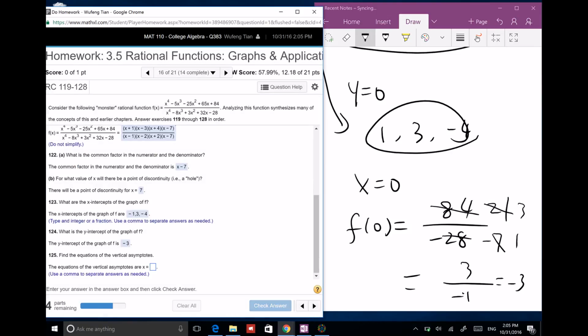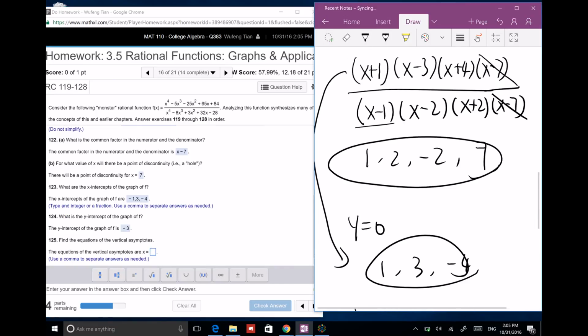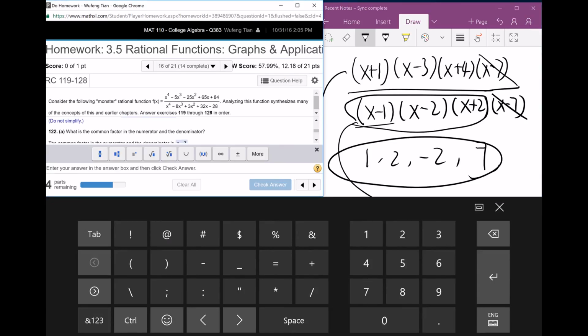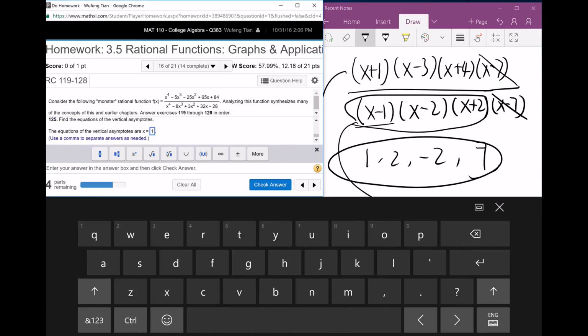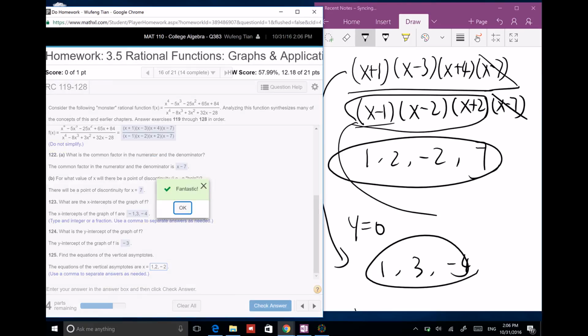Find the equation of the vertical asymptote. Vertical asymptote is x equals 1, 2, negative 2, whatever makes the denominator equal 0. So it's 1, 2, negative 2. Okay. You may ask me a question.